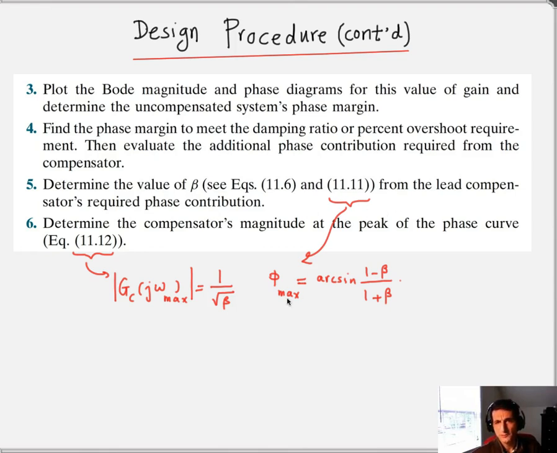Step 5, you then determine the value of beta from the lead compensator's required phase contribution. In particular, if you know your desired phase margin, then you can just use these equations to find beta. Once you have beta, you can determine the compensator's magnitude at the peak of the phase curve, which is going to be exactly this. If you have beta, you will also know 1 over square root of beta, and that will give you step 6.